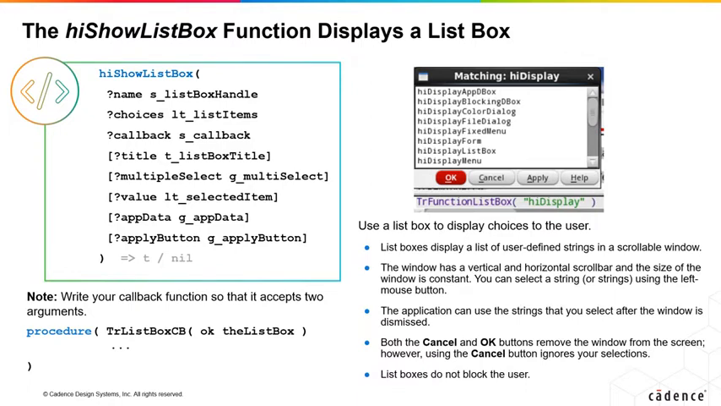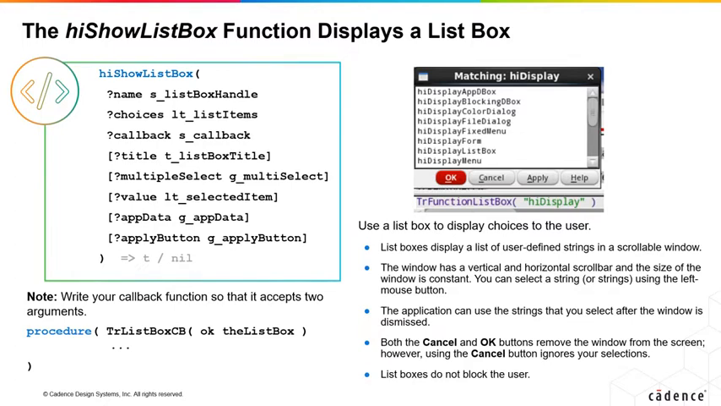And the syntax is shown here on the left. So you can see we have a name for the list box when we create it. We have choices, which is a list of choices. We have a callback. We have a title, which is at the top. You can turn on or off multiple selects, so the user could select more than one thing if you turn it on. The value is the value that's chosen initially. And then there's some additional information as far as app data and having an apply button. So this is the basic use.